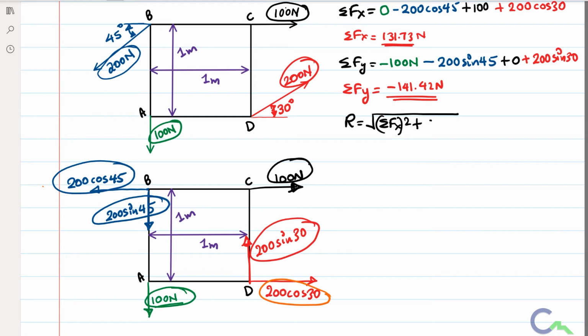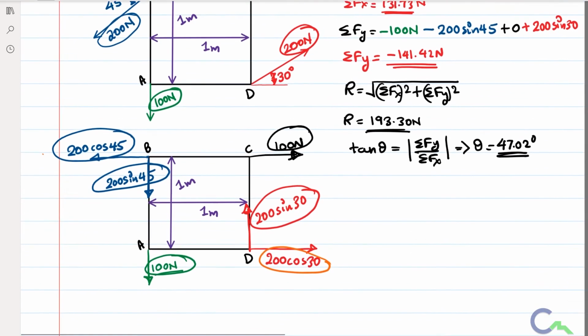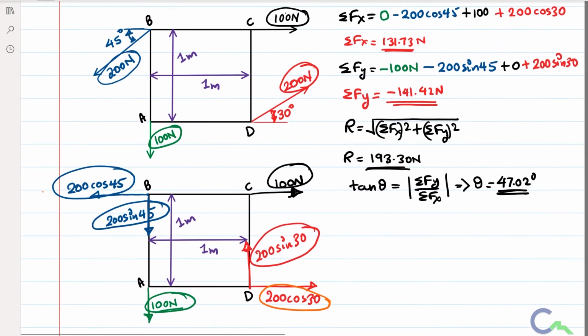After that, I am going to calculate the resultant, that R is equal to root of sigma Fx square plus sigma Fy square. If I do the calculation, I will get 193.30 Newton. Now I want to calculate the direction of the resultant. I will take tan theta is equal to mod of sigma Fy divided by sigma Fx. If I do the calculation, I will get 47.02 degrees. So I got the resultant value, I got the direction.